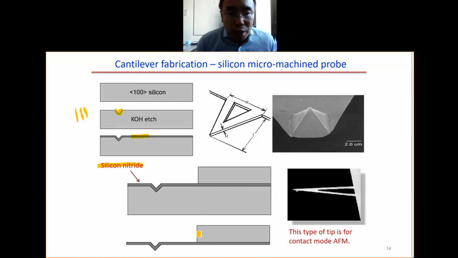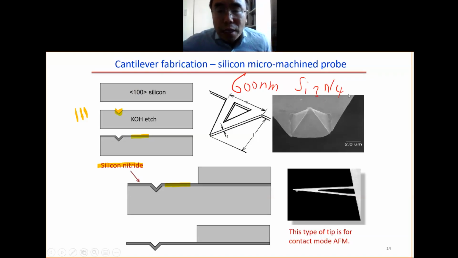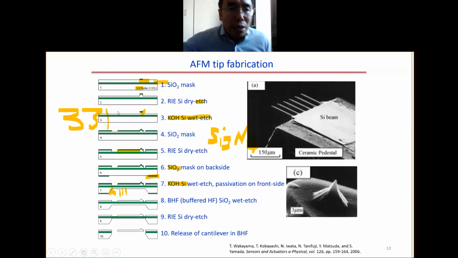The most important advantage of this tip is that the cantilever thickness is determined by the film thickness. For example, if you deposit 600 nanometer silicon nitride using low pressure chemical vapor deposition (LPCVD), then the cantilever thickness will be 600 nanometer. It's well defined. But in the other one, the cantilever thickness is defined by this etching process. So even though the etching may be accurate, the starting SOI wafer is not accurate.